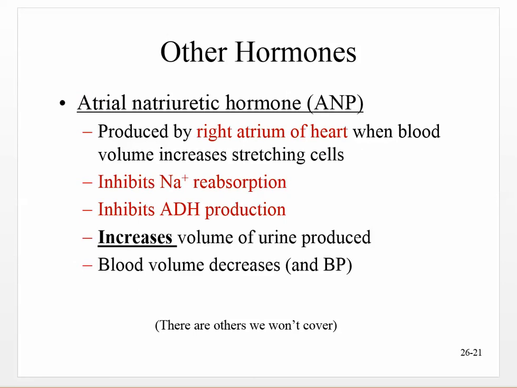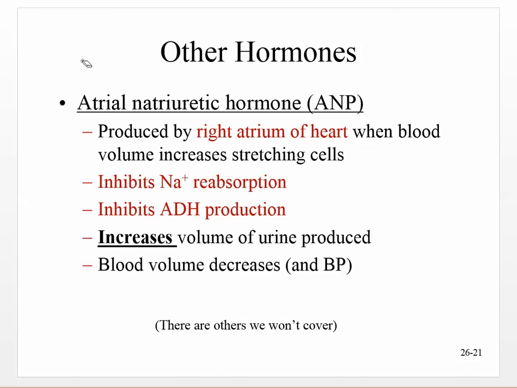Okay, well there's another hormone too, and that's called atrial natriuretic peptide. So atrial, and in this case we're talking about the heart. Natrium refers to sodium, and uretic refers to urine. And it's a hormone, so it's released into the blood. So atrial natriuretic hormone.